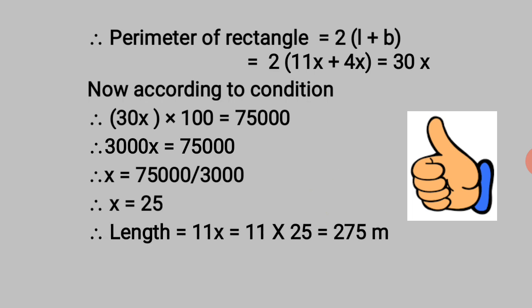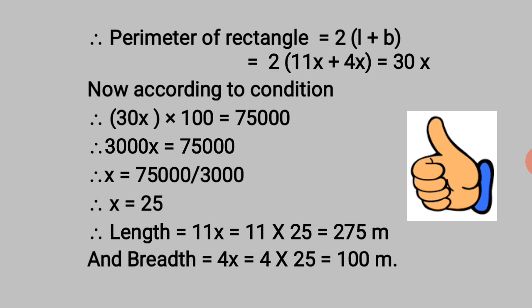Now we will find out the length and the breadth. Length is 11x, that is 11 into 25, 275 meters. That is the length of the plot. And the breadth will be 4x, that is 4 into 25, that is 100 meters.